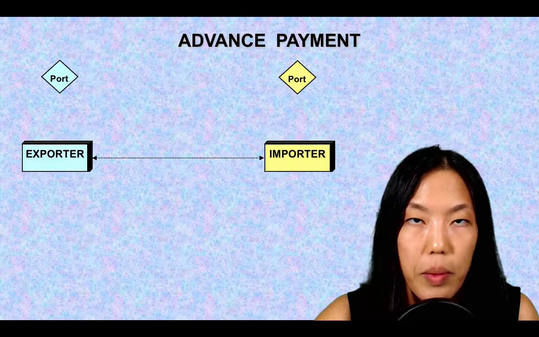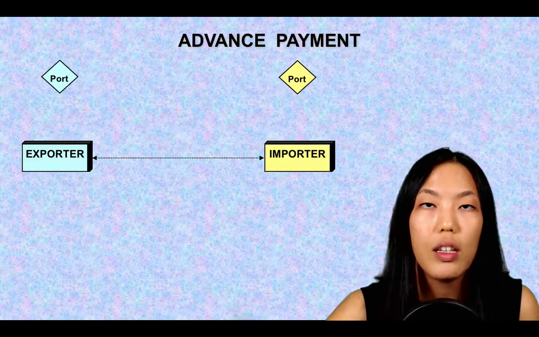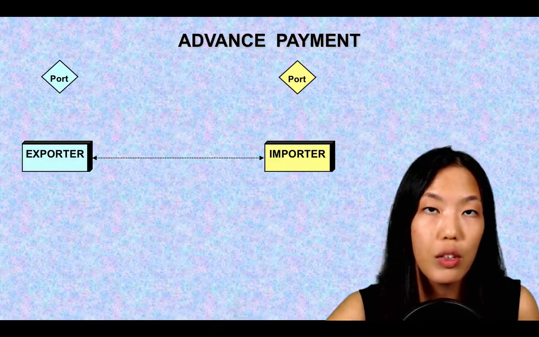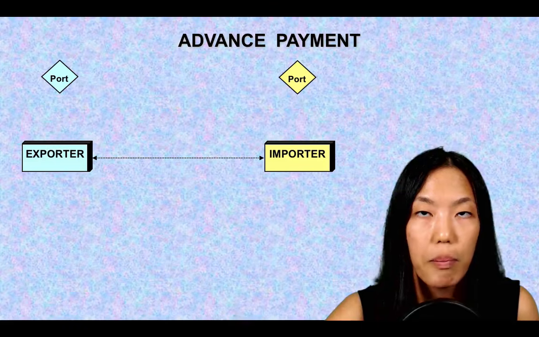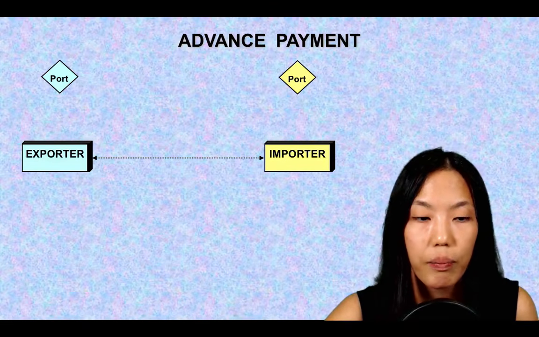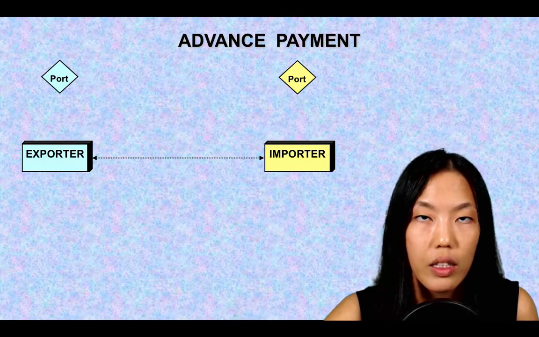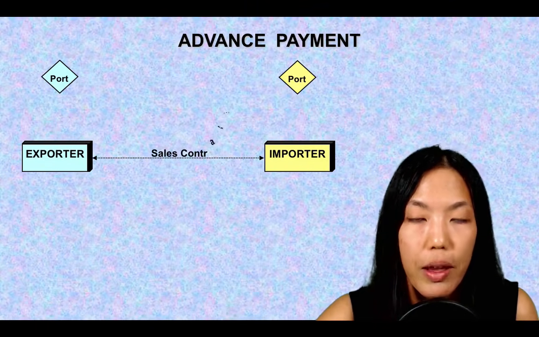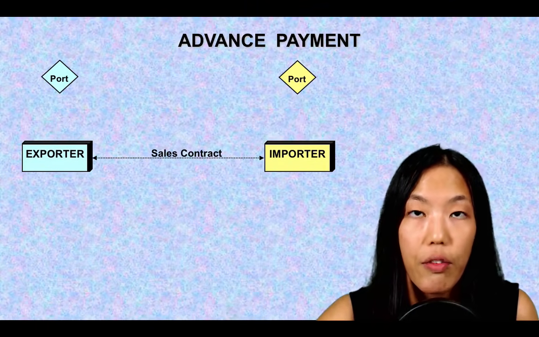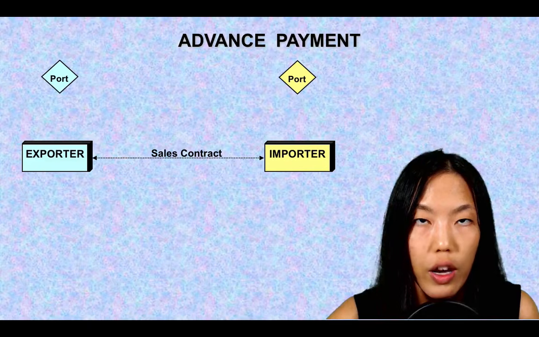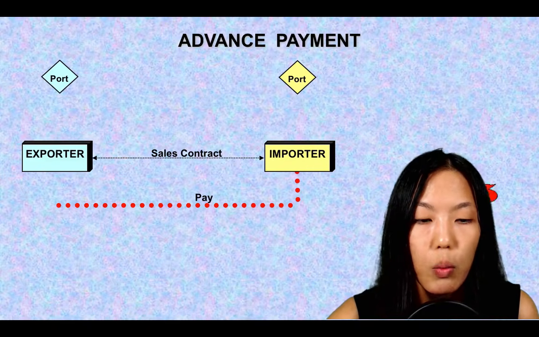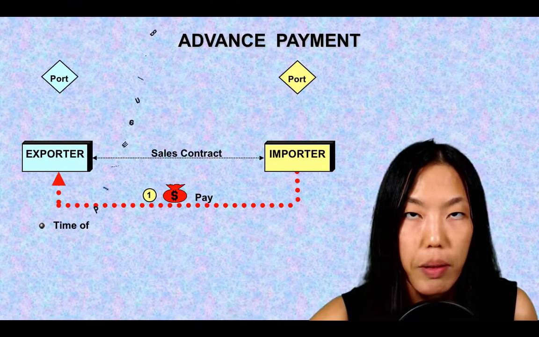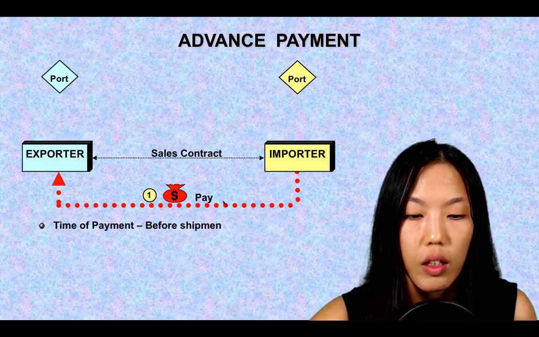Advance payment is the direct opposite of open account. As we can see in this slide, the exporter is placed on the left-hand side, while the importer is placed on the right-hand side. After both parties enter into a sales contract which specifies that the method of payment is to be by advance payment, once the contract has been signed, the importer will make payment to the exporter. The time of payment is before shipment.